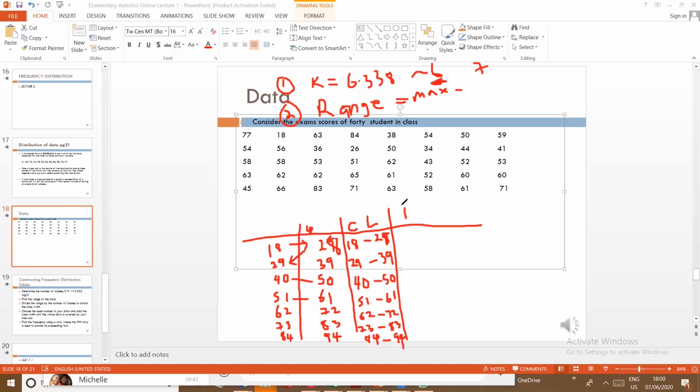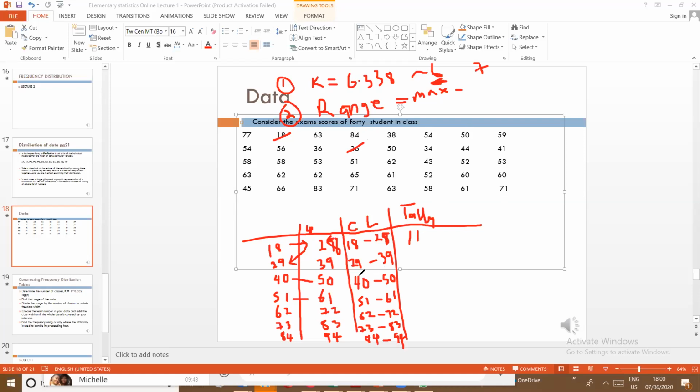Then the next thing is we have to do some counting and get our tallies. For 18 to 28, we count the number of observations that fall between 18 and 28. The first column, none. We go to the next column. This is 18 to 28, so we got 1. Then next column, we got 26 here, so 2. So we have 1 and 2.